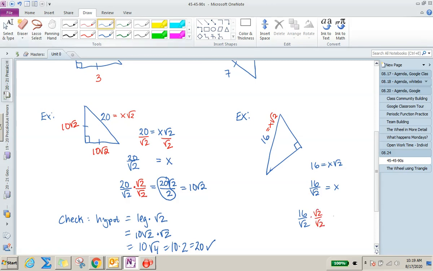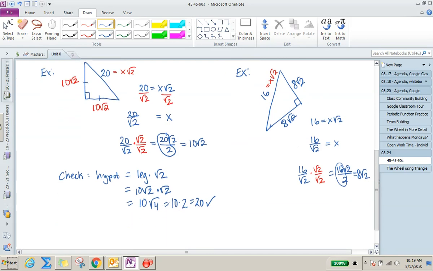And that becomes 16 root 2 divided by root 4, also known as 2. And then the 16 and 2 can be simplified further, and that's 8 root 2. So the legs are 8 root 2. And if you notice, there's kind of a pattern or shortcut here. If you know the hypotenuse, divide it by 2, and then multiply it by root 2 to get the leg.